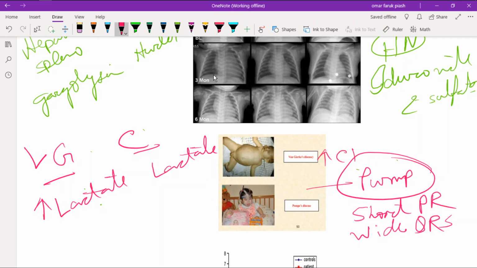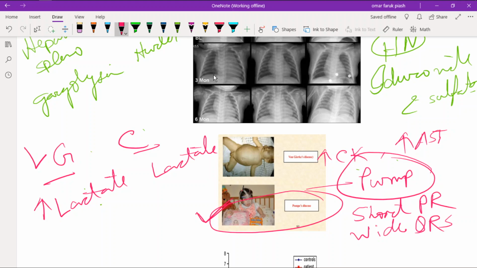There is increased creatine kinase, increased AST and LDH. These are all the features of Pompe disease. So Pompe is related to pump, that means heart. There is cardiomegaly, hypertrophic cardiomyopathy, exercise intolerance, and systemic findings lead to early death. Here the lysosomal acid alpha 1,4 glucosidase with alpha 1,6 glucosidase activity is deficient. As it is related to the heart, you will get ECG findings: short PR interval, wide QRS, and increased CK, AST, and LDH.